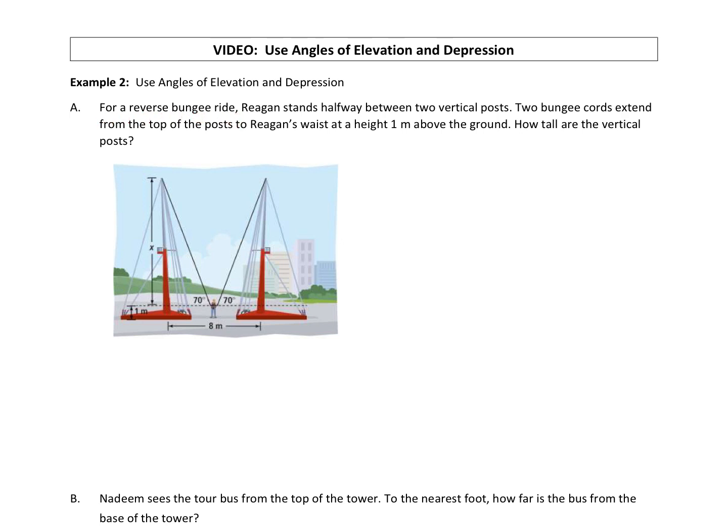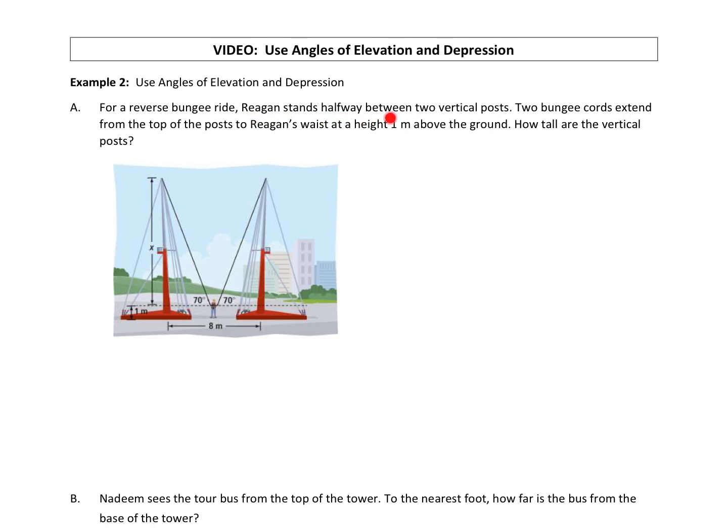So reverse bungee, here's a picture of that. You can see you've got someone standing on the ground. They have these bungee cords connecting to the top of these two vertical poles. What happens is they kind of get pulled down here, and then they will get released and they'll go flying up into the air. So that's a reverse bungee ride.